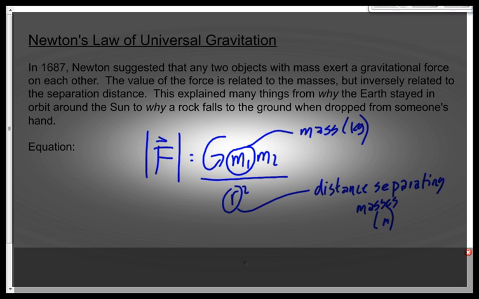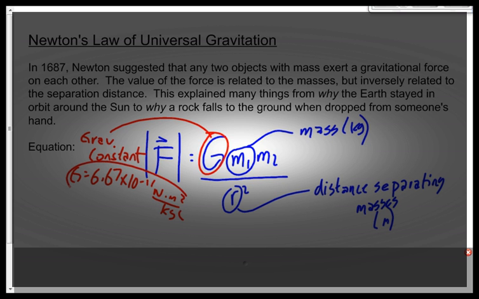G is the really new thing here. That's called the gravitational constant. And its value, no matter where you are in the universe, is the same: 6.67 times 10 to the minus 11 Newton meter squared per kilogram squared. That number's on your data sheet, by the way. If you ever need to use that on a test, and you will, then look on your data sheet for 6.67 times 10 to the minus 11.